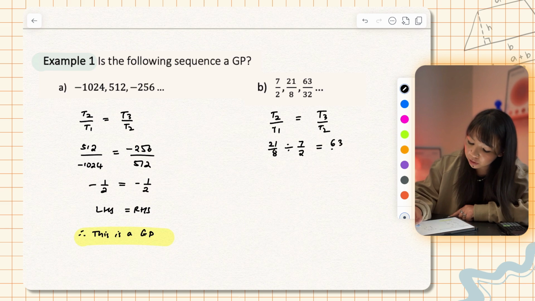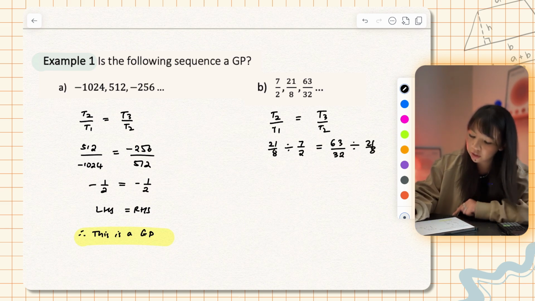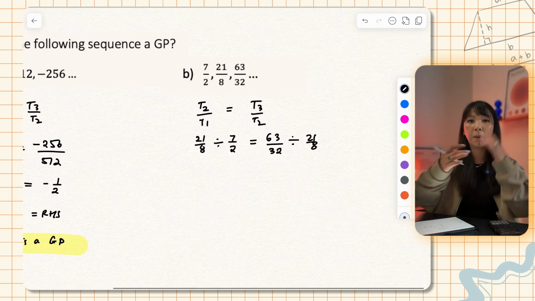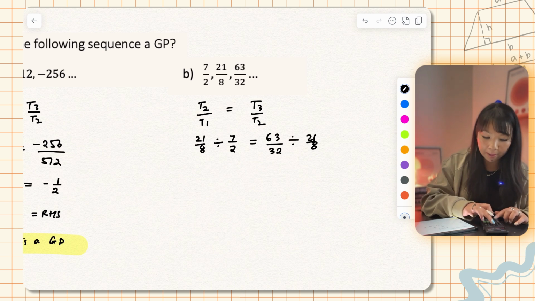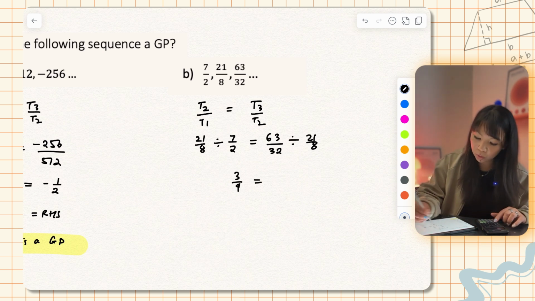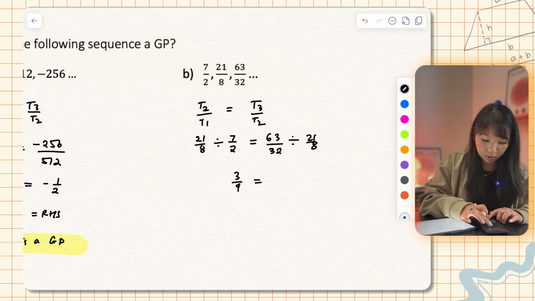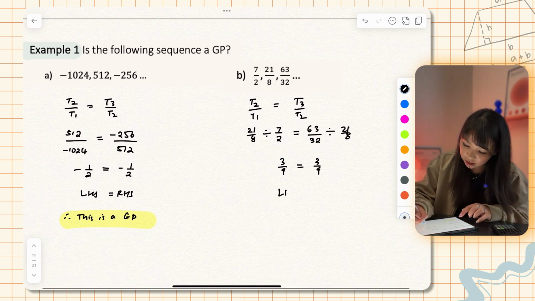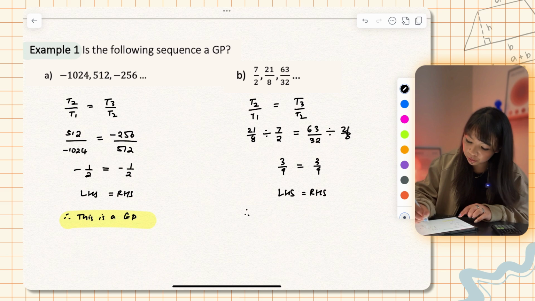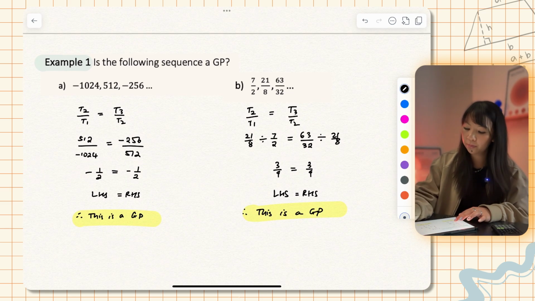And then the same thing, I'm going to do 63 on 32, this is the third term, divided by the second term. I usually always do this anytime I'm expected to do fractions and fractions. I just want to make sure that I'm putting the number correctly into the calculator. All right, so this is going to be 3/4, and then 63 on 32 divided by 21 on 8 is also going to be 3/4. So yay, this was successful. Left equals right, so therefore this is a geometric progression. Lovely.